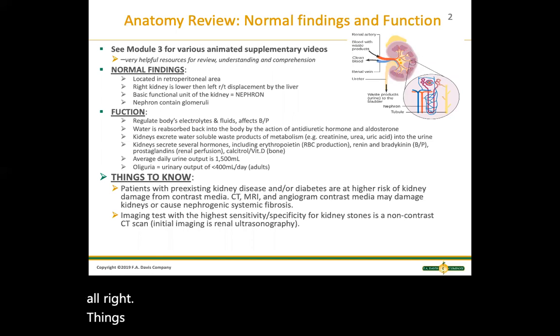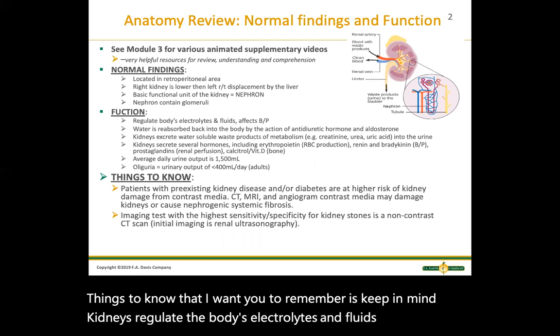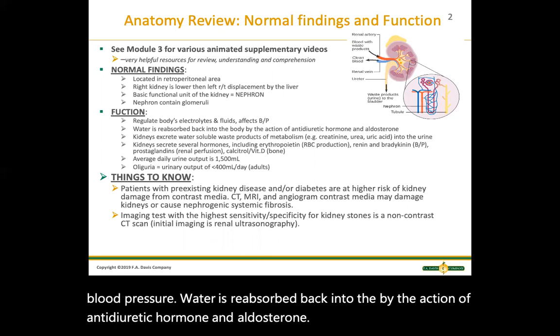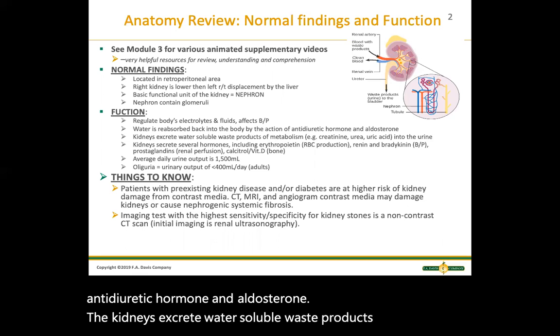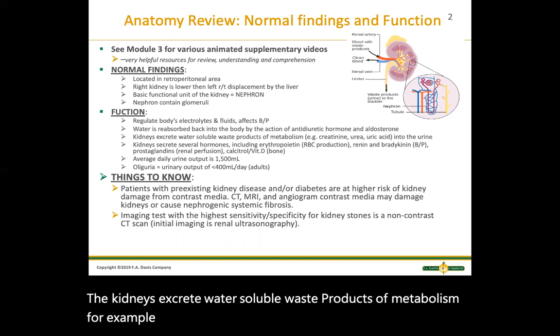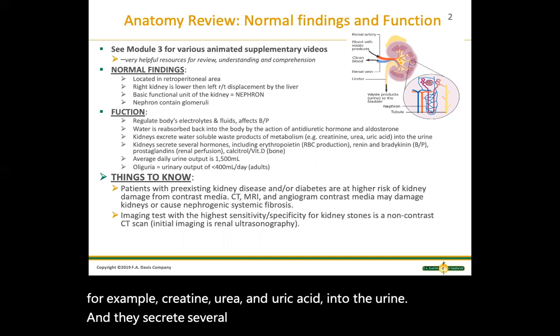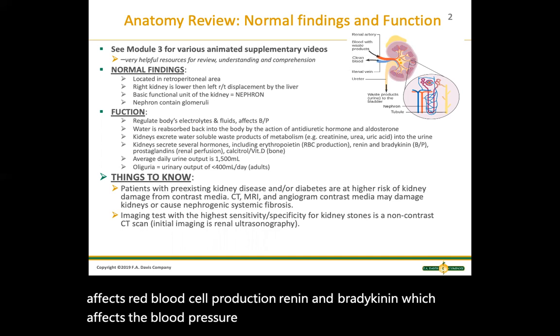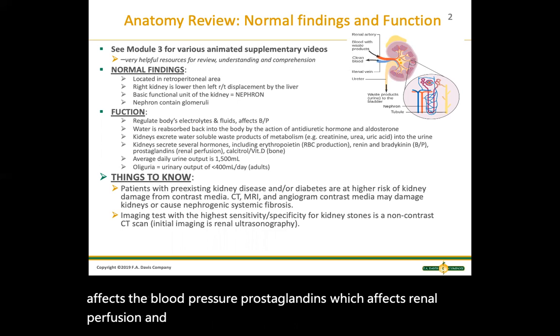Things I want you to remember: kidneys regulate the body's electrolytes and fluids, which affects blood pressure. Water is reabsorbed back into the body by the action of antidiuretic hormone and aldosterone. The kidneys excrete water-soluble waste products of metabolism, for example creatinine, urea, and uric acid, into the urine. And they secrete several hormones, such as erythropoietin, which affects red blood cell production; renin and bradykinin, which affect blood pressure; prostaglandins, which affect renal perfusion; and calcitriol, which affects bones, okay?